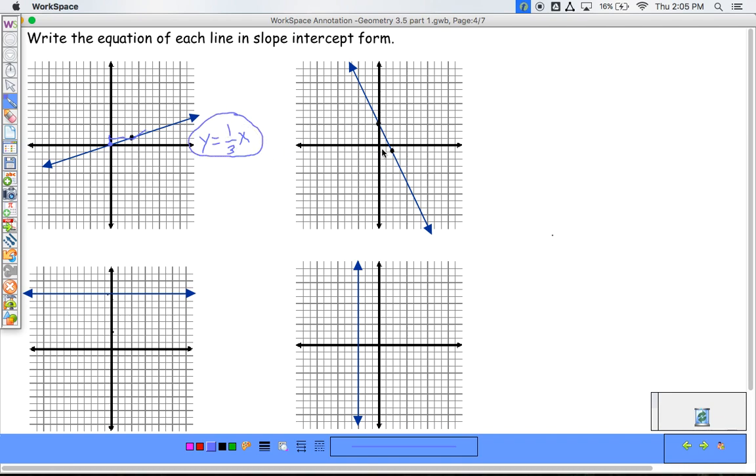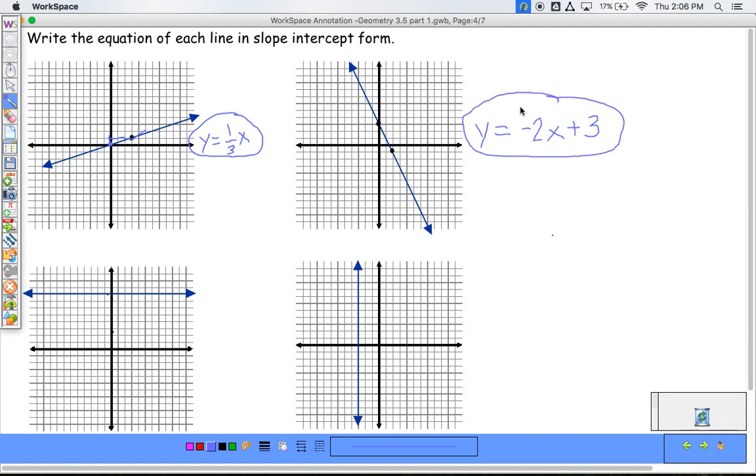Moving on to this one, hopefully you notice we got a negative slope right away. So again, y equals, here our slope, we're going down 4, it would appear, and over 2. So 4 over 2, that simplifies to 2, and we have to remember it's negative. So negative 2x, find the y-intercept, which is at 3. So plus 3 is our equation here.